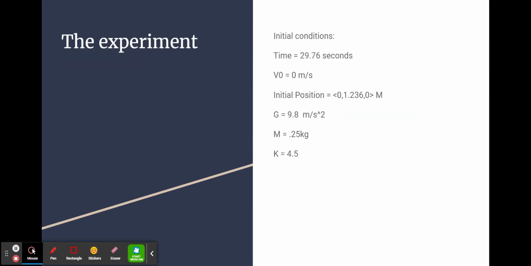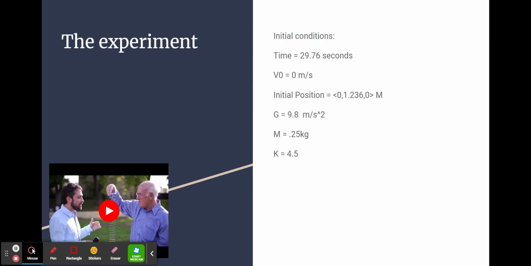times the normal of the ball velocity to get our direction. In the experiment, our initial conditions: our time will be 29.76 seconds, with our initial velocity being 0. Our initial position is 1.236 meters, which is the difference between the top and bottom of the slinky. So we can see that our initial position is just how far the top of the slinky is from the bottom. Our g is 9.8 due to gravity, with mass being 0.25 kilograms, and our k, which is our spring constant, will be 4.5.